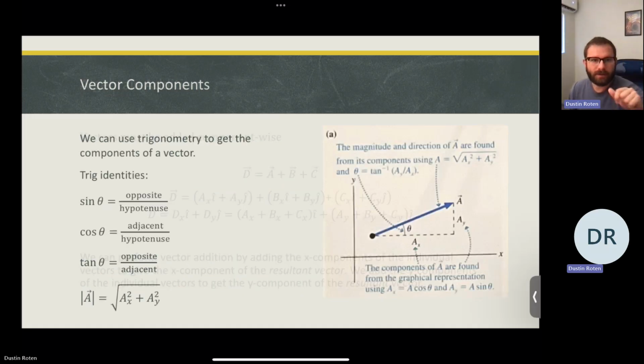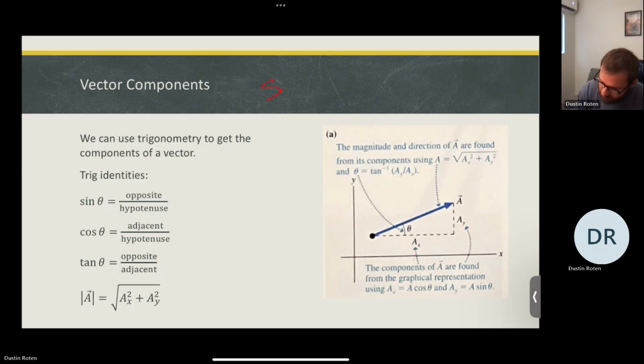So we can actually work backwards. We can use trig to get the components of a vector, if we're given maybe its length and an angle, because a lot of time that's actually how vectors are reported, is just with how long it is and what angle it's pointing. So you will remember your trig identities, the old SOHCAHTOA.